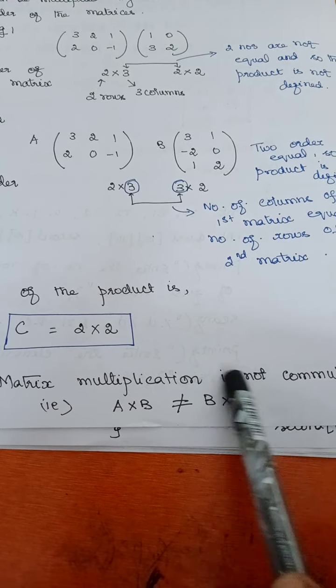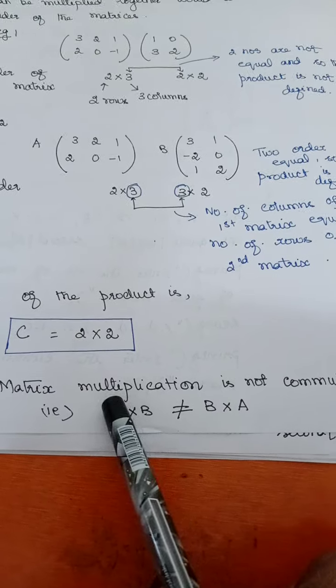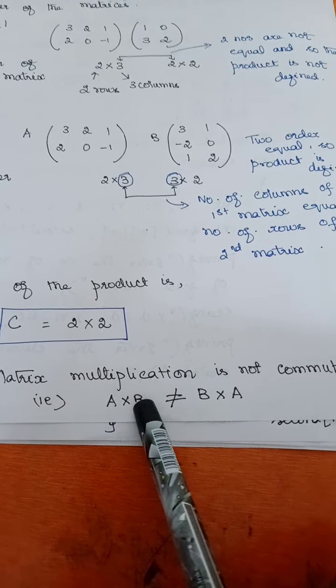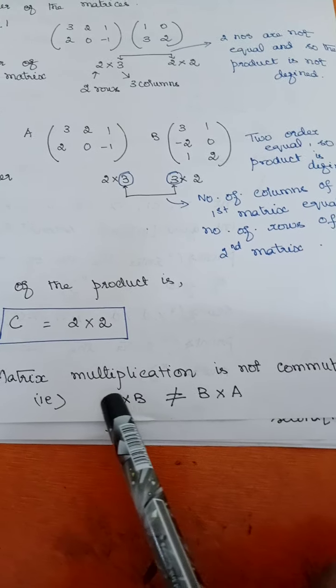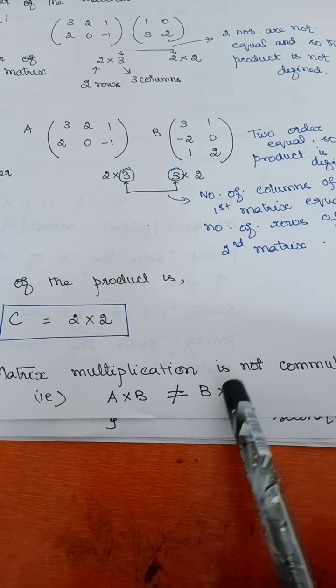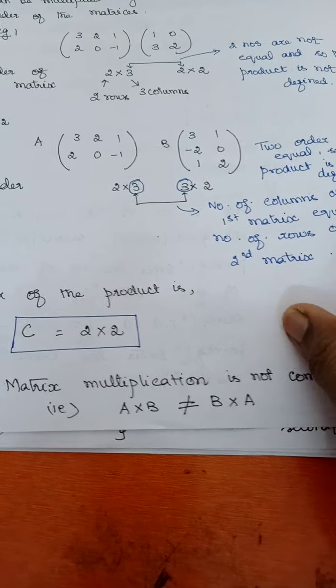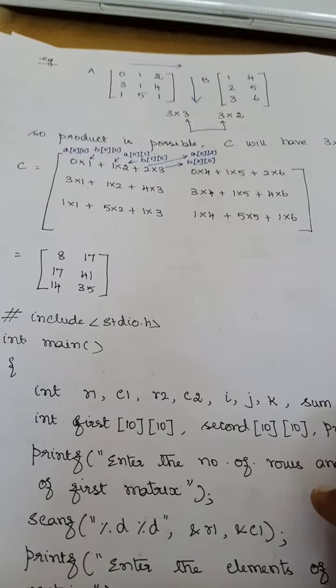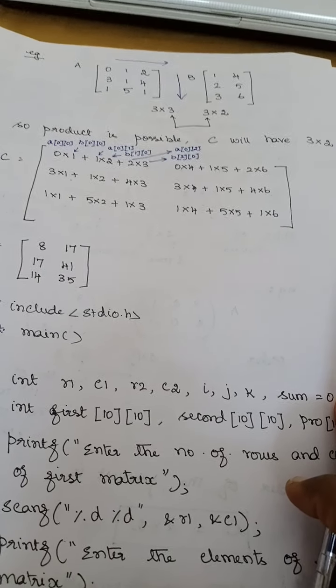Now because this is not possible, but we can do addition like that. A plus B, addition of two matrices is commutative. A plus B equal to B plus A. But matrix multiplication is not commutative, right? We'll take one simple example of how to do the matrix multiplication.